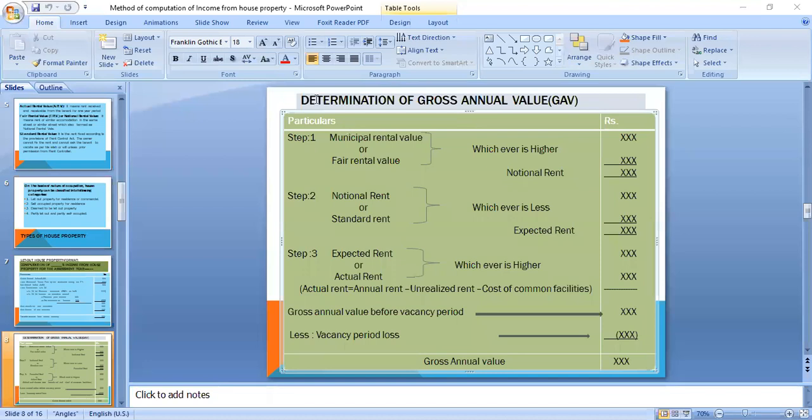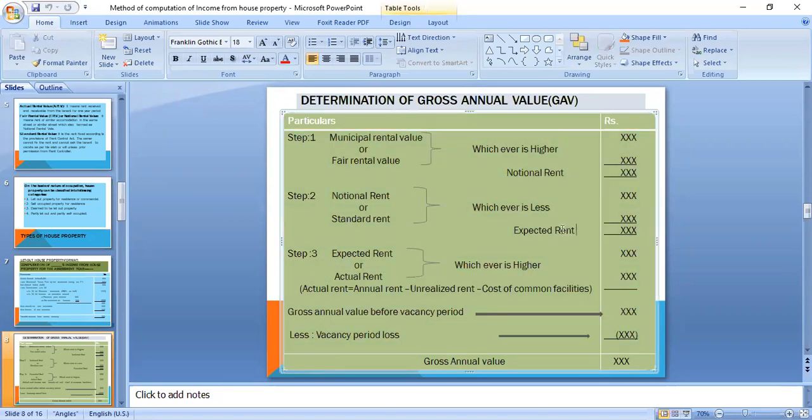Once again, I'm explaining the determination of gross annual value. When you're calculating the gross annual value, these three steps you have to follow. Whatever information is given, municipal rental value 8,000, and let us assume he gave fair rental value 9,000. You compare these two, whichever is higher, you put here. That becomes the notional rental, 9,000. And standard rent, say 6,000. Compare both, whichever is less, so you only take 6,000. That we call the expected rent.